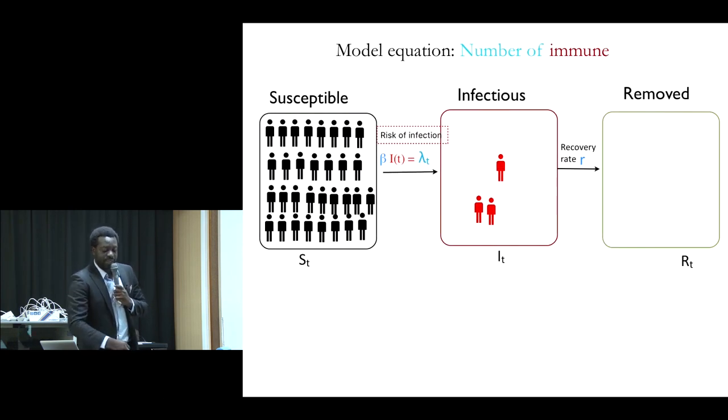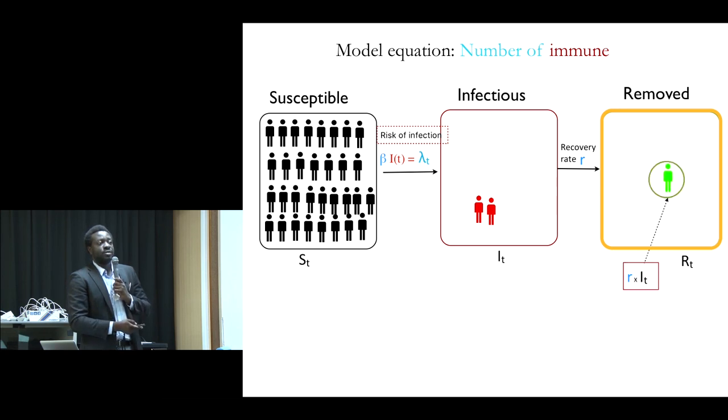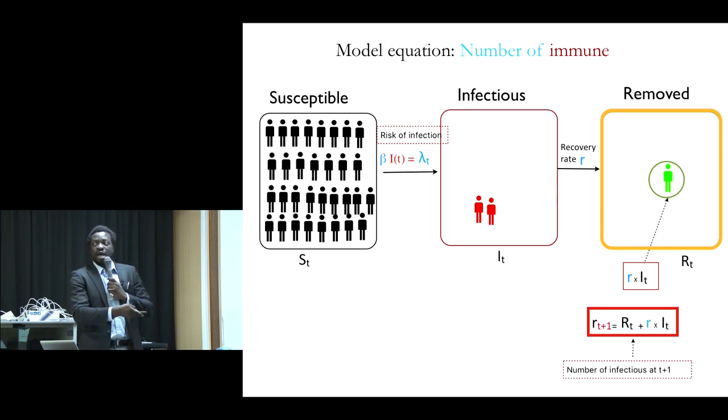Next, we want to predict the number of people who are removed, who become immune. This is also much easier. It is based on the recovery rate, R. So how many people leave the infectious box to join the removed box? This one becomes infected, comes there. So the risk of recovery, denoted by R, multiplied by the number of infectious, tells you the number of people who become removed. And we have our equation for the number of people who become removed at time t plus 1.